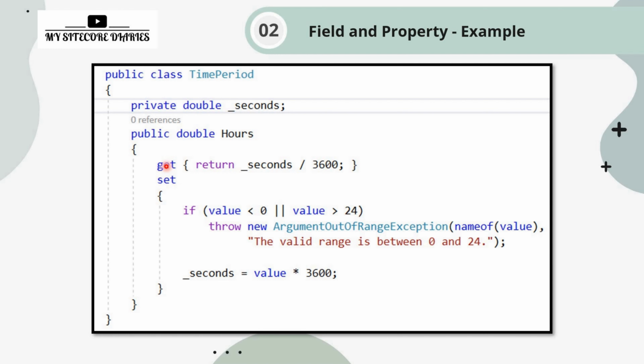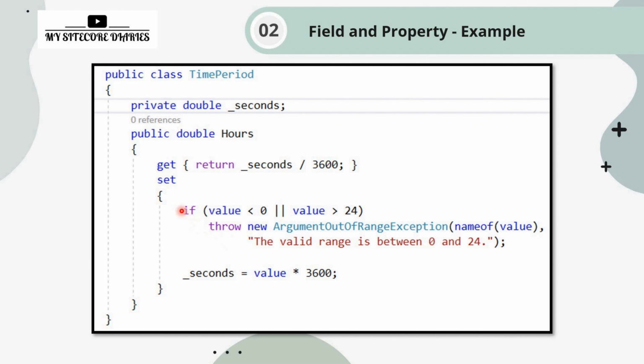Okay, so this is how you write a property. In get, it is basically returning the hours. So whatever number of seconds you have in the private double variable, divided by 3600 will give you the hours. And in set, you are setting the value.